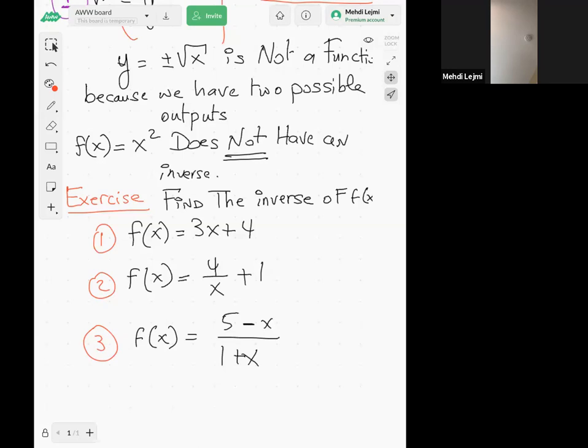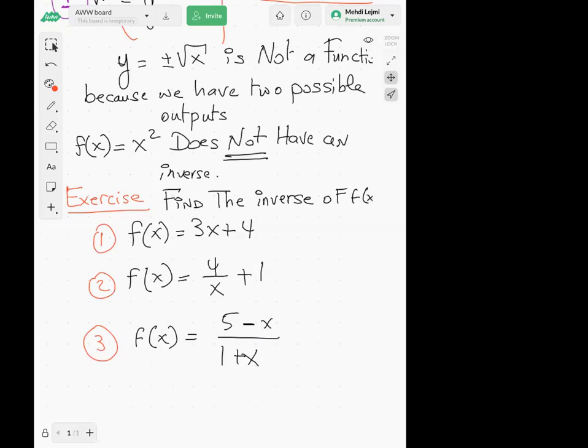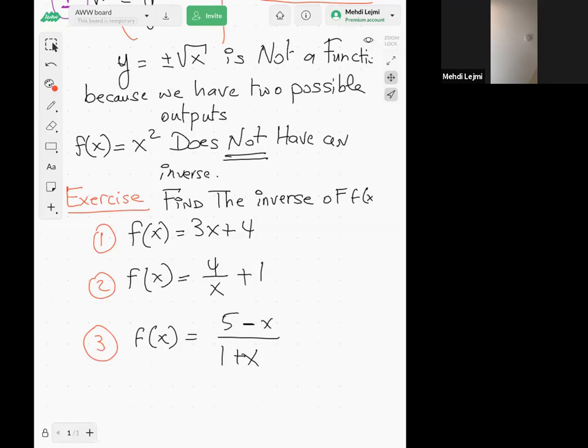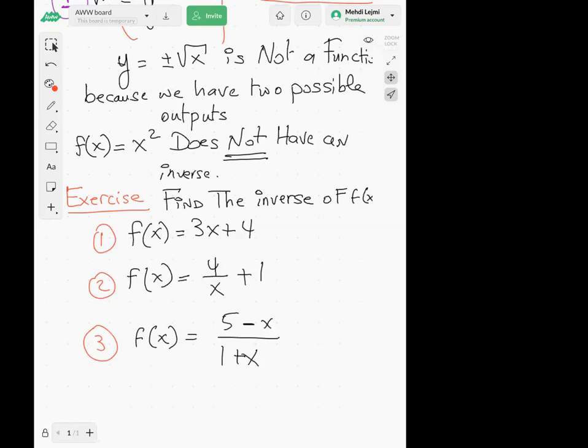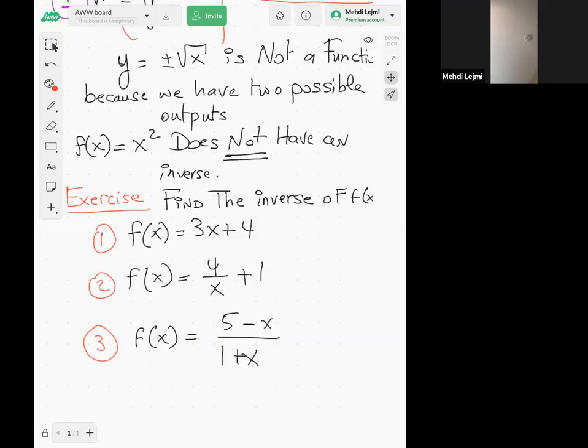So any guess for number 2? Did anyone find the inverse for number 2? I just have a question about number 2. I'm up to the part where it's x minus 1 equals 4 over y. I don't know what to do next.